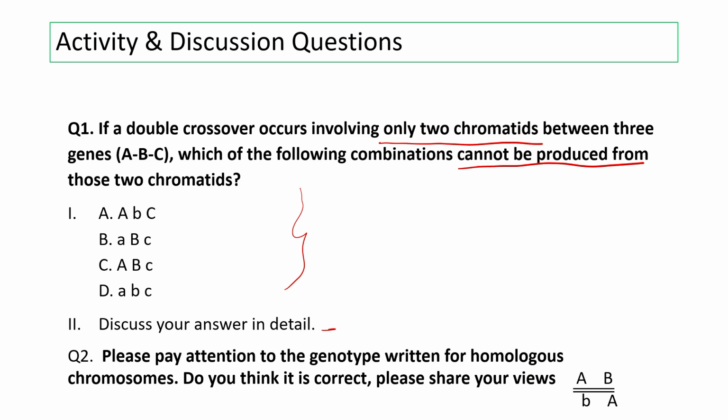And the second thing is, I want you to look at this genotype that somebody has written and let me know if the genotypes written here are correctly written or not. These are the two homologous chromosomes showing two genes. Do you think the way somebody has written it, or who designed the question has written it, is right or wrong? Justify your answer.